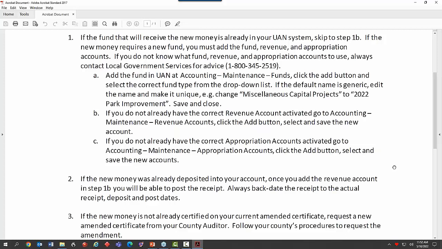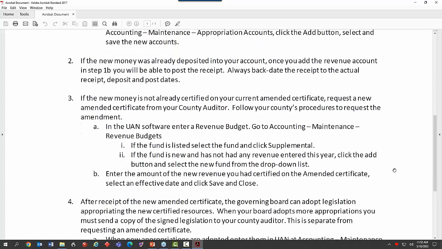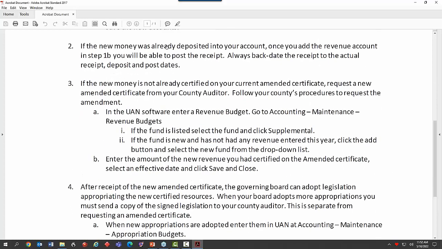So you want to get your structure in place first, because you can't post a receipt without a revenue code and you can't put in appropriations without an appropriation account, right? So structure is very important first. And then you always want to make sure you get that new money deposited. So some folks, let's say they got the money last Tuesday and they're waiting for a response back from LGS. Now, if there's no question you're accepting the grant, deposit the money.